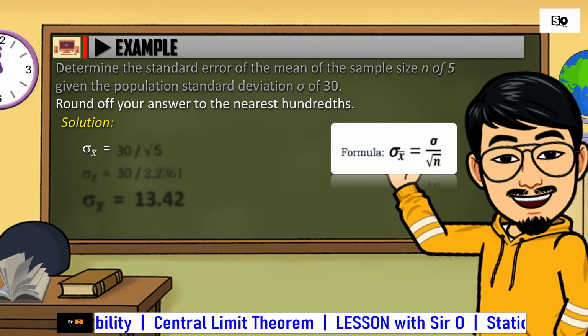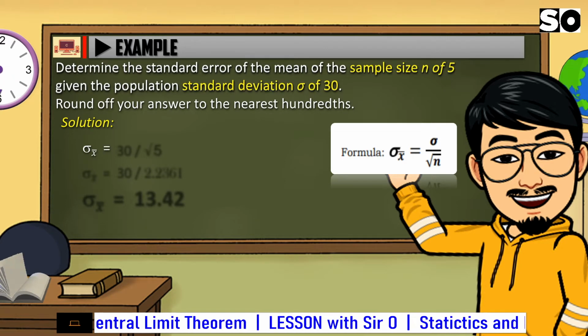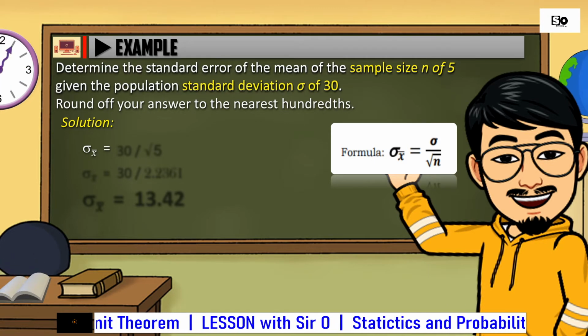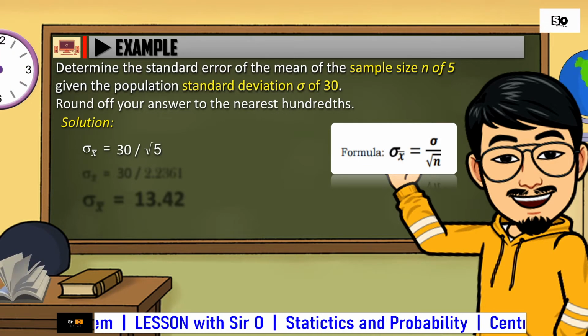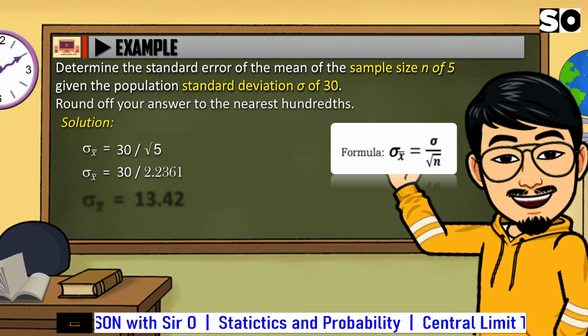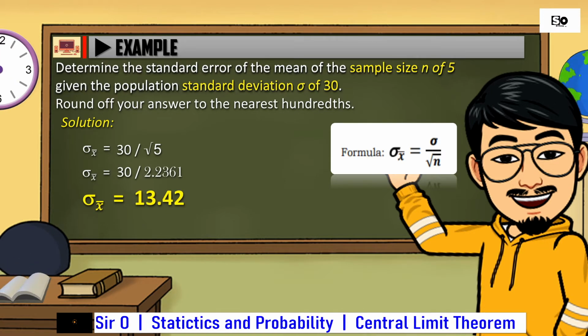Solution: in our given, we have sample size n equals 5, standard deviation equals 30. Substitute the given to the formula. We have 30 divided by the square root of 5. Standard error is equal to 13.42.